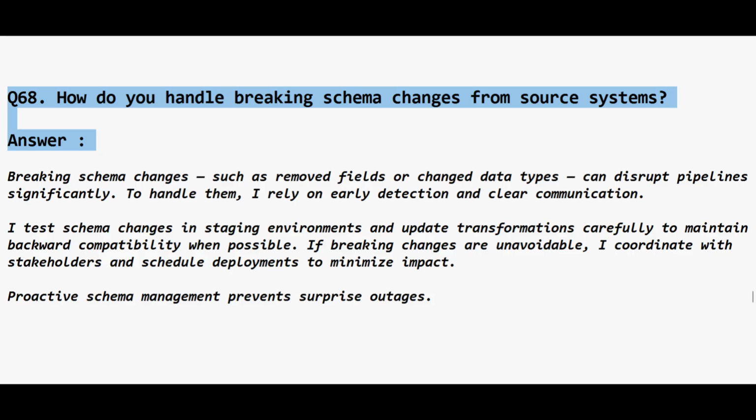I test schema changes in staging environments and update transformations carefully to maintain backward compatibility when possible. If breaking changes are unavoidable, I coordinate with stakeholders and schedule deployments to minimize impact. Proactive schema management prevents surprise outages.